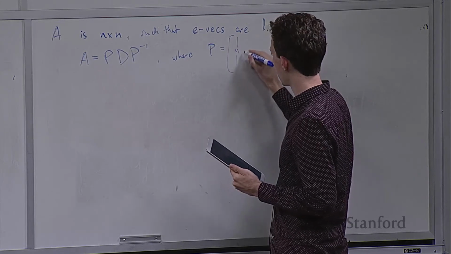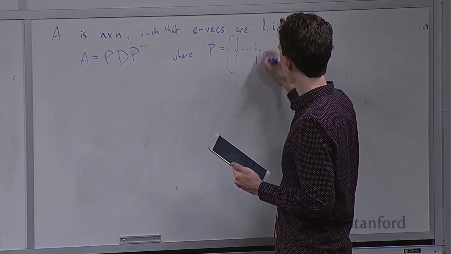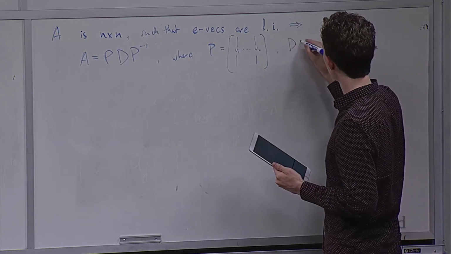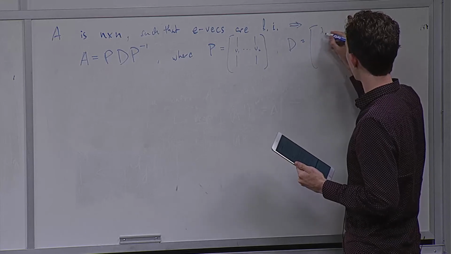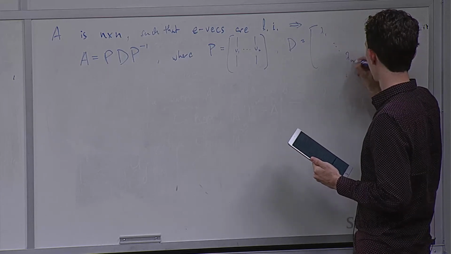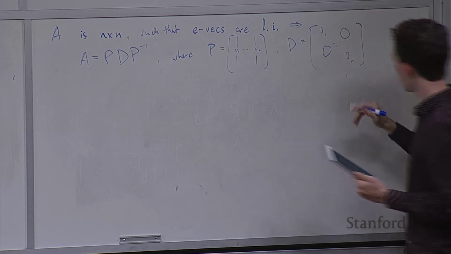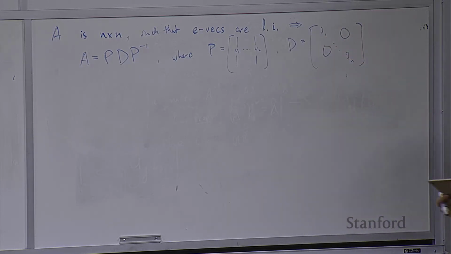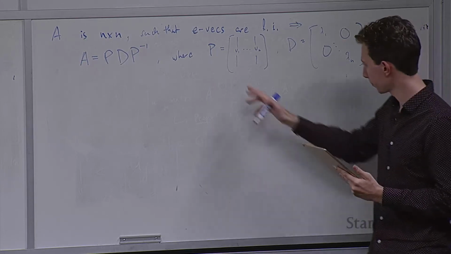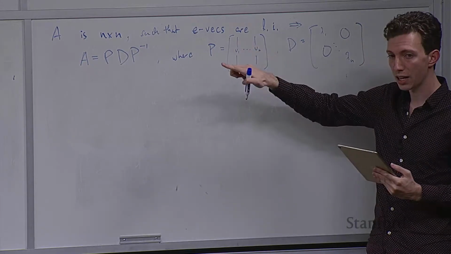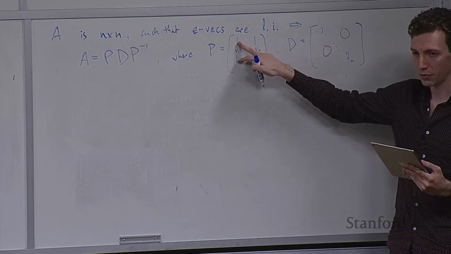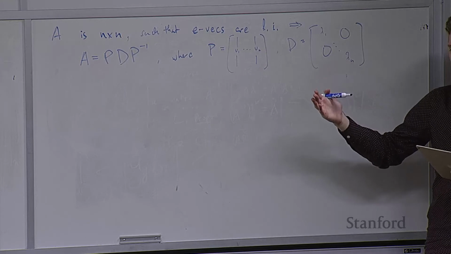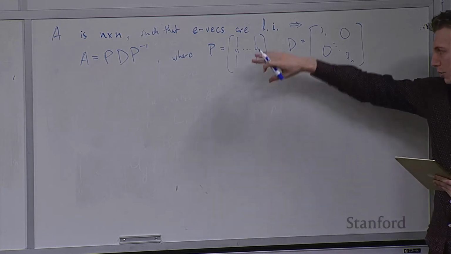So if I call my eigenvectors v1 up to vn, P is this matrix. And D is the diagonal matrix of the corresponding eigenvalues. So zeros off the diagonals, all of these entries are the eigenvalues. So in particular, v1 put through A should be lambda 1 times v1. Vn put through A should be lambda n times Vn. And for all the vectors in between, this holds as well.